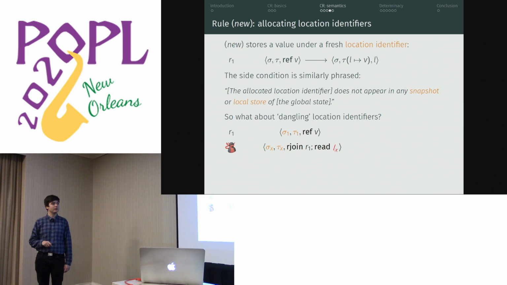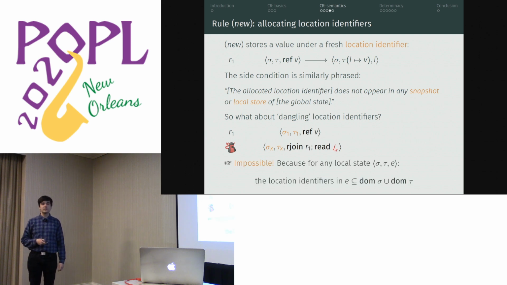This one is going to join R1. If this one allocates LX, the read will succeed, and otherwise it's blocking in the semantics. So again, you have different normal forms. And I tried to find a counterexample because it seems quite symmetric, but this scenario is actually not possible because of an invariant that the location identifiers in E are a subset of the domains of these stores. So that means whenever you want to work with a location identifier, it will have been allocated in your local state.